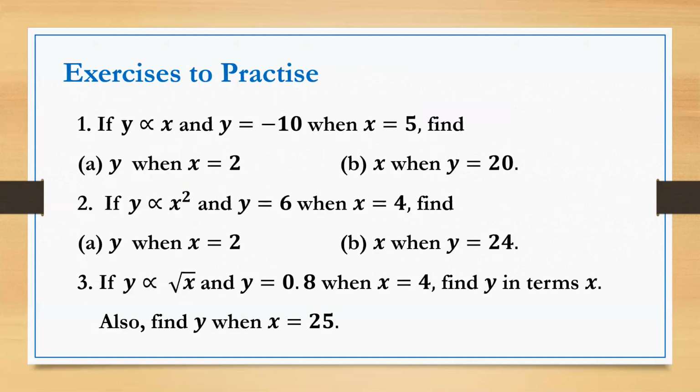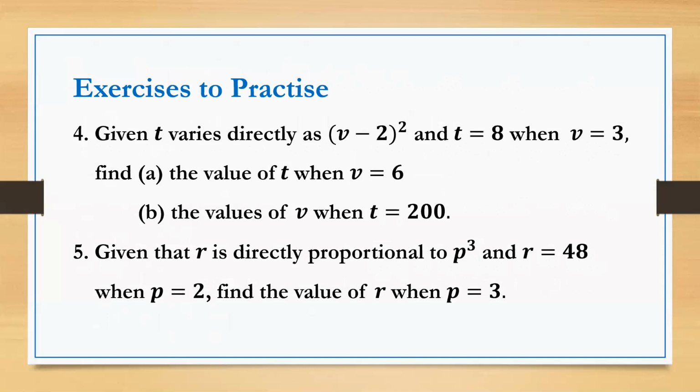So students, you now have some exercises for you to practice on what I have just explained to you. So you have different forms of variation. For example, the first one is y varies directly as x. The second one is y varies directly as x squared. The third one, you have y varies as the square root of x.